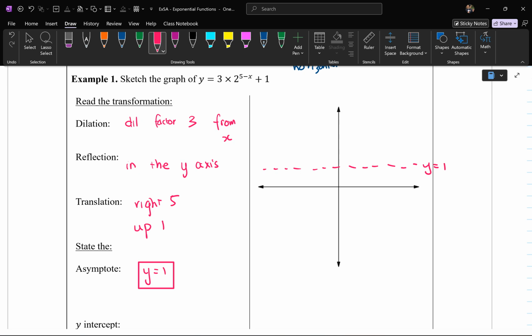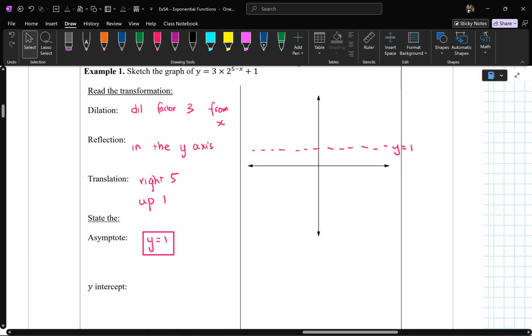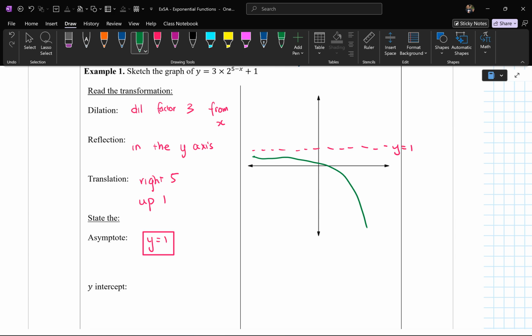Y equals 1. We know that it is reflected. So I know that the y-intercept has to be below 1 somewhere. Okay? I don't know where it is. It could be down here, it could be there. But we know that the y-intercept must be less than 1 because it's reflected. Right? So normally it's like this, but it's reflected. So we need to find the y-intercept. What is the y-intercept? Can I please have Ryan?